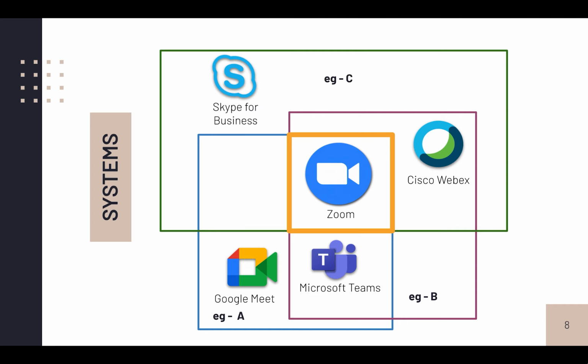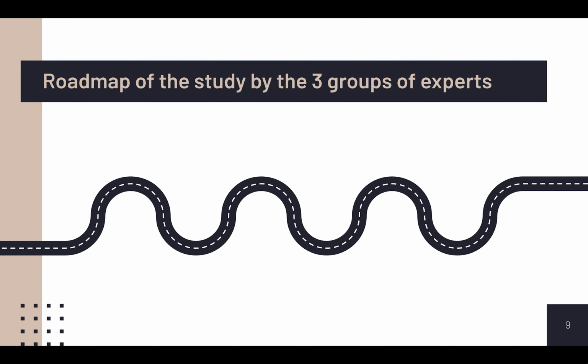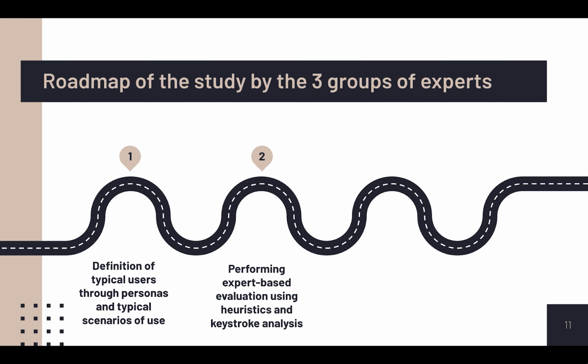Expert Group A chose Microsoft Teams and Google Meet. Expert Group B, Microsoft Teams and Cisco WebEx, and Expert Group C, Cisco WebEx and Skype for Business. The roadmap of every group was, first, to define the typical users and the use case scenarios, then to perform an expert-based evaluation using heuristics and keystroke level analysis, and finally, to survey users' views through interviews, questionnaires, and user studies. The results from every group were collected and categorized based on the evaluation method.